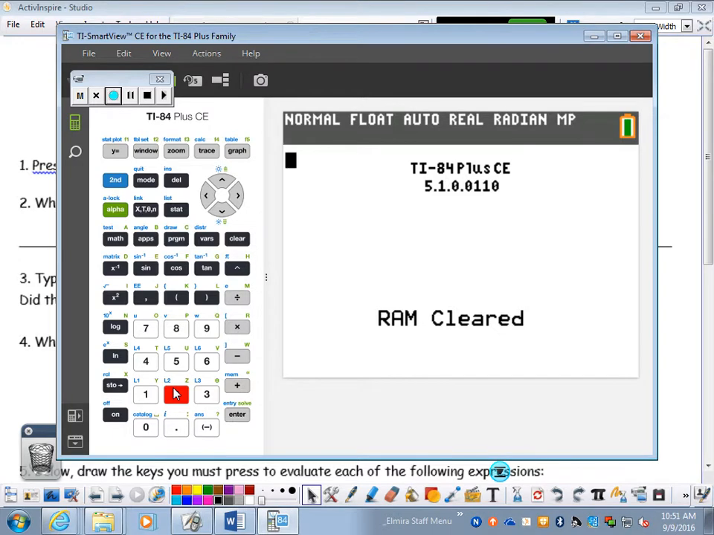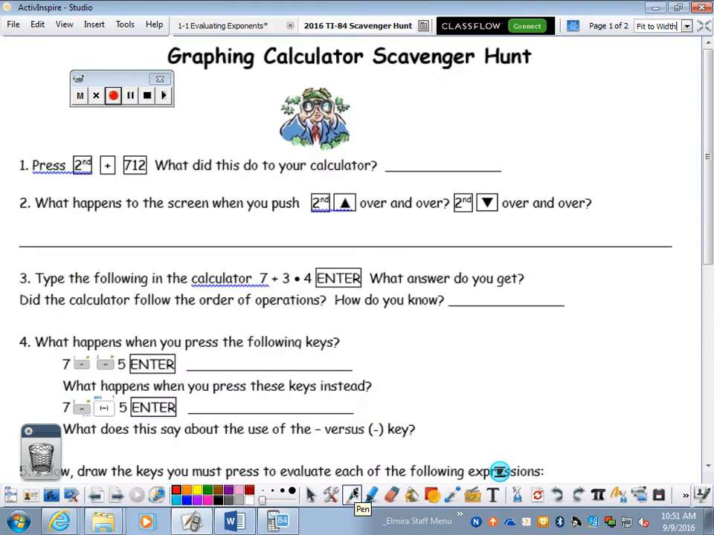What this does is something very critical that we have to do at the beginning of each test or whatever it is we're doing. We're clearing the memory, RAM cleared. That is something that we do at the beginning of every test. You're going to have to show me this screen before every test, because this is a calculator that has memory in it, and you could, in theory, store things and use it to cheat. So we don't do that. So what did this do to your calculator? It cleared the memory.